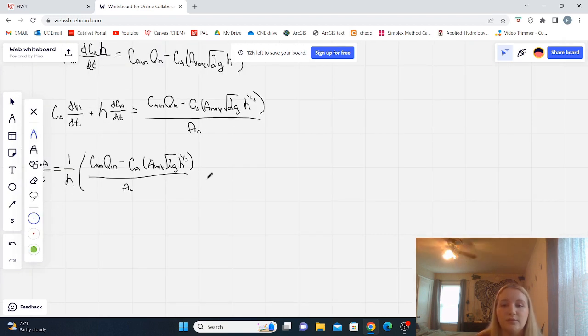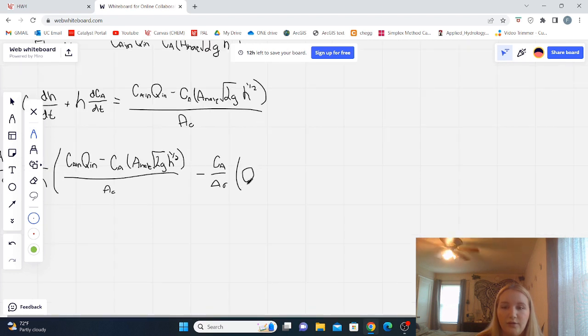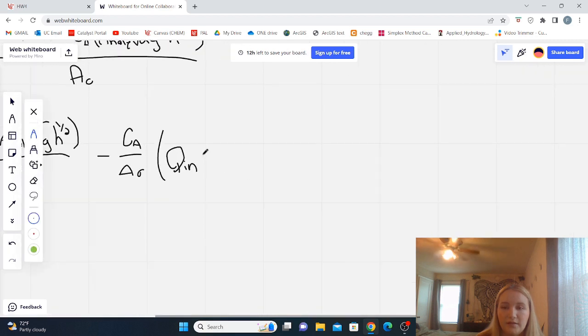And then we're going to subtract C_A over A_C multiplied by our Q in minus the cross-sectional area of our hole, A hole, multiplied by the square root of 2g multiplied by h to the 1/2.